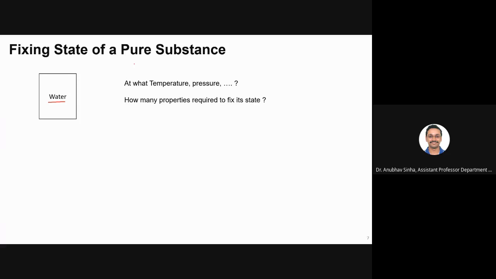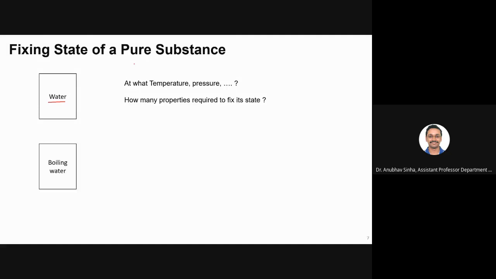So let us say two. Basically I need to know the temperature and the pressure. I can say that water is at room temperature and atmospheric pressure. It means that I have fixed the state. If I don't give either temperature or pressure, then the state is not fixed. For example, water could be at atmospheric pressure, but it could be at 20 degrees or 40 degrees. So there are two different states, right?